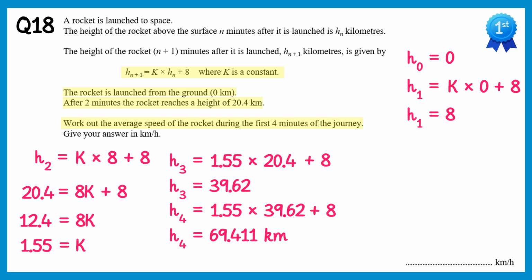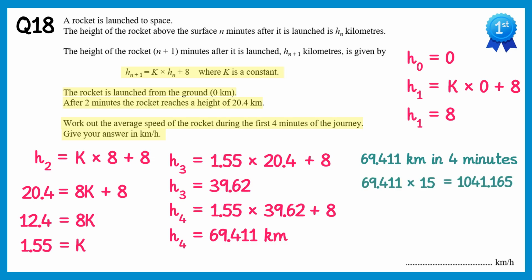The question has asked us to give the answer in kilometers per hour though, but we haven't got kilometers per hour, we've got kilometers per minute. So the rocket has travelled 69.411 kilometers in 4 minutes. We need to know how far it will travel in 1 hour. Now 4 minutes will fit into 1 hour of 60 minutes 15 times. So if you just multiply this by 15, you get 69.411 times 15, which is 1041.165. This tells us the rocket will travel 1041.165 kilometers in 60 minutes, also known as 1 hour. So this is the speed, 1041.165 kilometers per hour. Pretty fast.